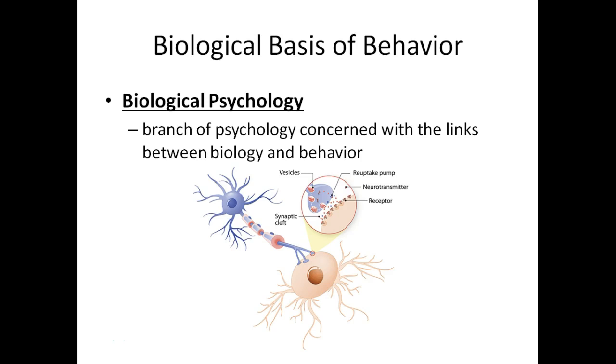Biological psychology is the study of behavior and how biology causes behavior. So they're going to look at things like what you see right here, which is the neuron, and how the neuron communicates and how that might affect your behavior.